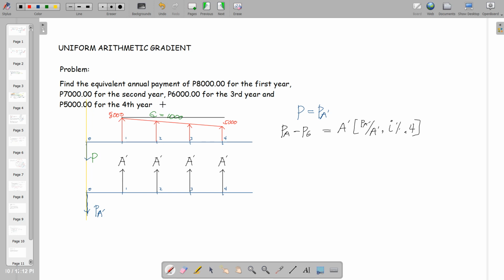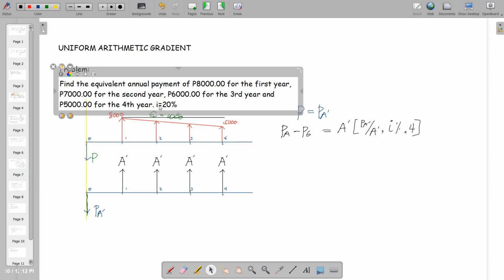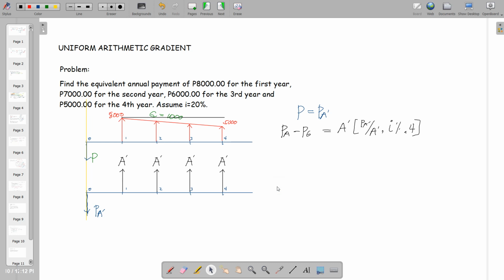So we forgot to place that. So I'll just have to place it on the problem. So assume I is equal to 20%. So all we have to do here is to perform this formula. So for the first term of the left hand side, we have A times finding P given A at 20% and 4 periods, minus the gradient G finding P given G at 20% and 4.